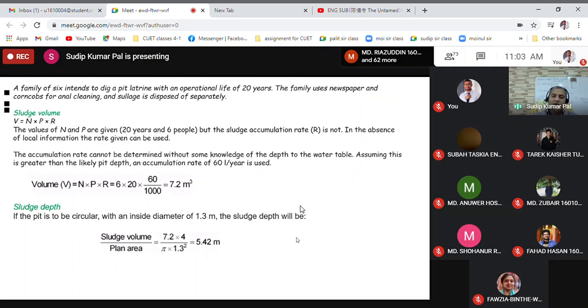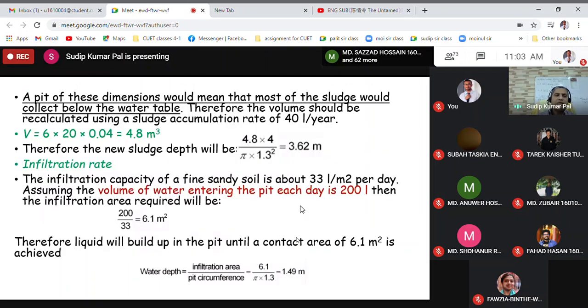Except in hilly areas, the groundwater table is within 8 to 10 feet. In the case of Bangladesh, obviously you will see groundwater at 8 to 10 feet. Sometimes even digging 5 feet you can find water. It's so high. So a pit of this dimension would mean that most of the sludge would collect below the water table. Therefore, the volume should be recalculated using a sludge accumulation rate of 40 liters per year. I'm not saying you have to do that in the exam. I'm just showing you how, when you do it in a professional way, you recalculate and revise your design.